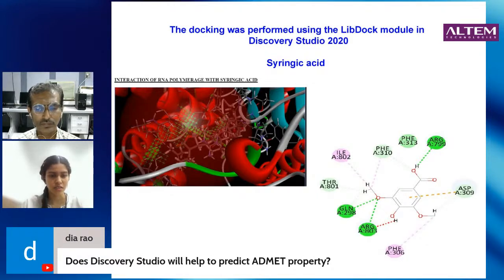Our next question is, does Discovery Studio help to predict the ADMET property? Yes, of course. There is a particular module called TopCat that is very helpful in this. The version that we have in our laboratory is BioVia Discovery Studio version 2020, and we are able to do all the ADMET prediction in our software.